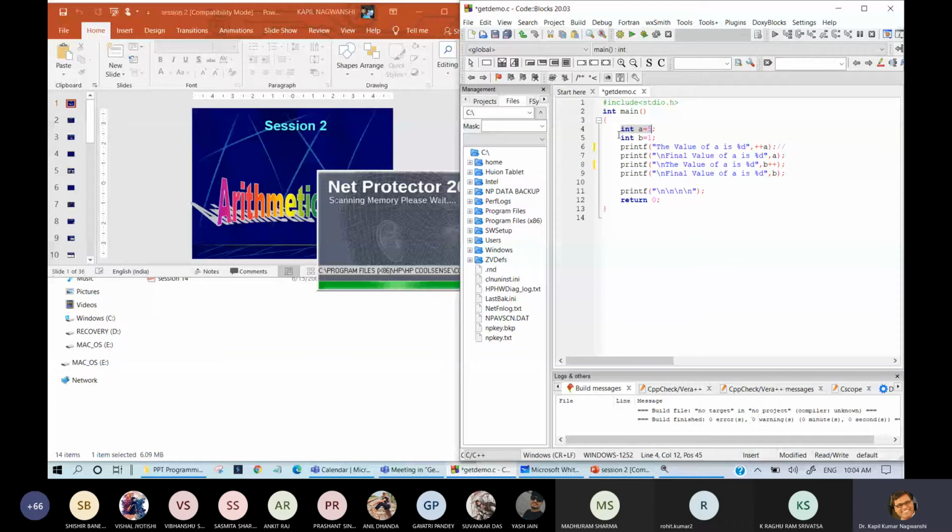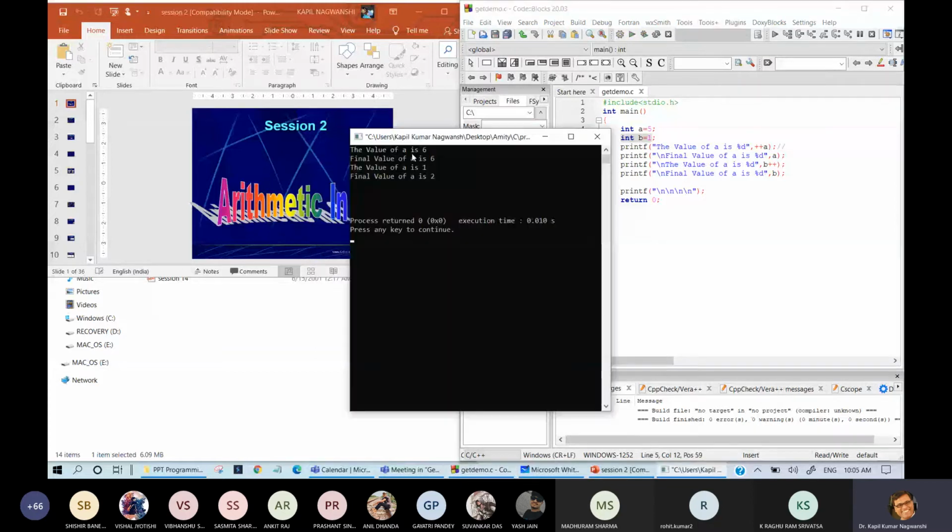So here you can see the corresponding answer: the value of A is 6. Why? Because it has performed the operation first and then given the output. In the next case, it has given the updated value of A. Here it is printing the value of B first and then performing the increment. Okay, so this is the answer.